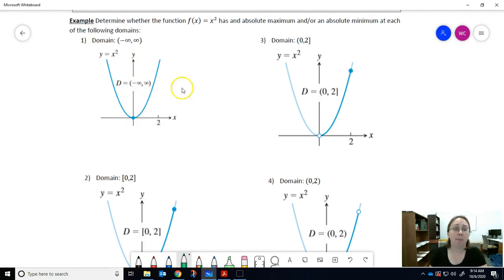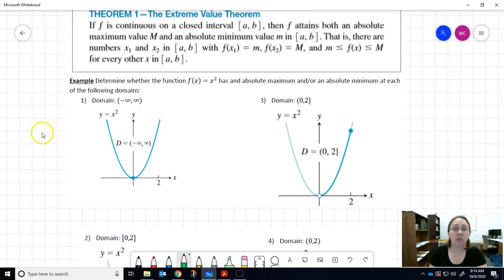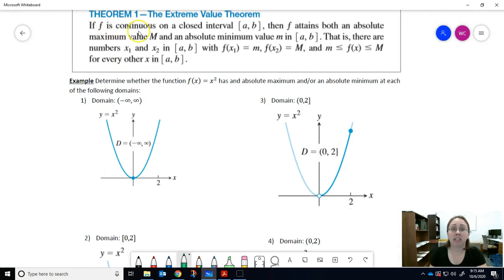So first of all, a parabola in general. Does a parabola in general have an absolute max or an absolute min, or both or neither? All right, so to begin with, the extreme value theorem says if f is continuous. Now, a parabola is continuous, so we're good so far. On a closed interval, well, a parabola in general actually has an open interval. It goes from negative infinity to positive infinity. So the extreme value theorem would not apply in a general parabola situation.